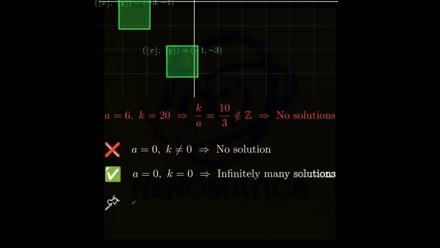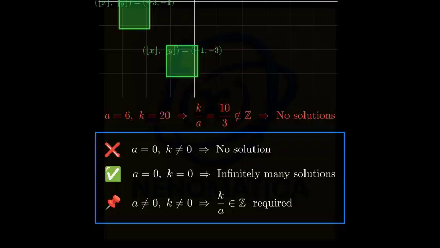Let us summarize the complete algorithm. 1. If a equals 0 and k is not 0, there is no solution. 2. If a equals 0 and k equals 0, the identity holds, and there are infinitely many solutions. 3. If a is not 0 and k is not 0, require k over a to be an integer. If it is not an integer, no solution. If it is an integer, there are solutions determined by integer factor pairs, and they're 1 by 1 rectangles on the plane.